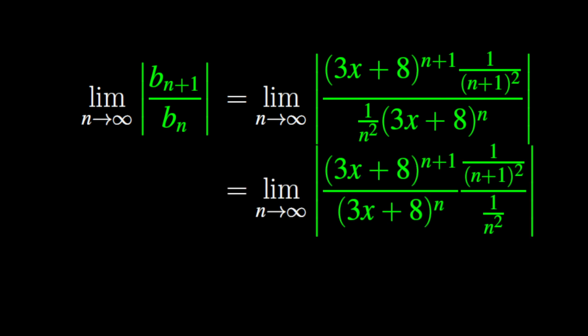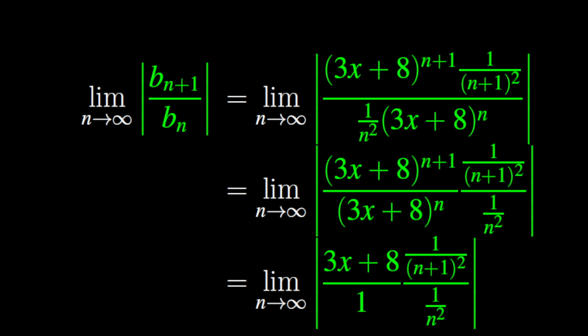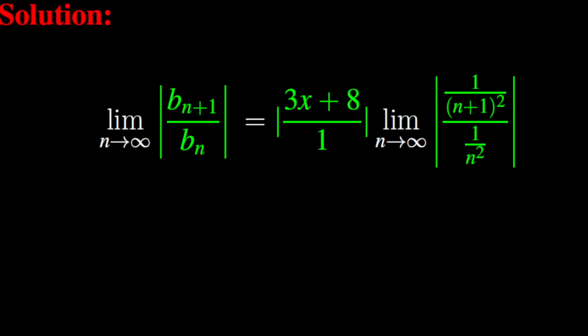The limit of the ratio can be reorganized as the limit as n goes to infinity of the absolute value of the fraction (3x + 8)^(n+1) over (3x + 8)^n, times the fraction 1 over (n+1)^2, over 1 over n squared. This is the same as the limit as n goes to infinity of the absolute value of the fraction (3x + 8) over 1, times the fraction 1 over (n+1)^2, over 1 over n squared. We can pull the quantity (3x + 8) out of the limit expression because it does not depend on n. Thus, we only need to compute the limit as n goes to infinity of the fraction 1 over (n+1)^2, over 1 over n squared.